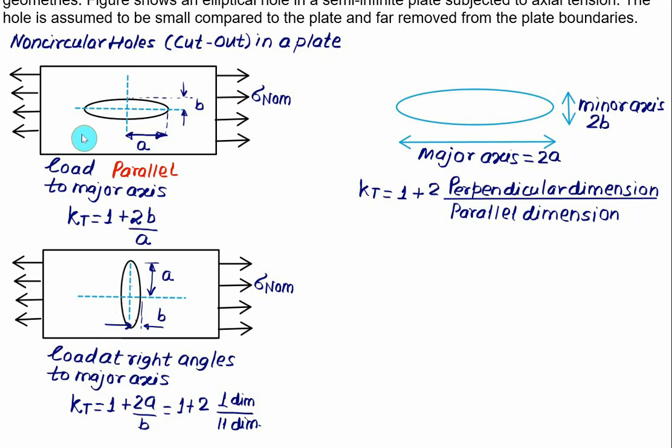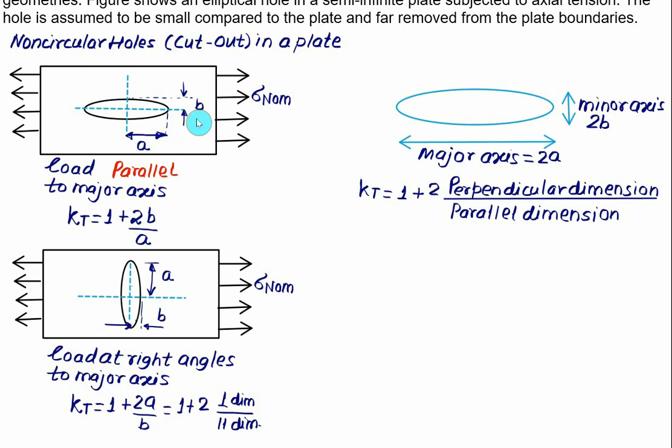And that is quite obvious also, because if I draw the streamlines here, the streamlines will be much more parallel and there is little concentration at the vertical section. If the elliptical hole is vertical, then there is a lot of stress concentration in this small area and the theoretical stress concentration factor will be a higher value.